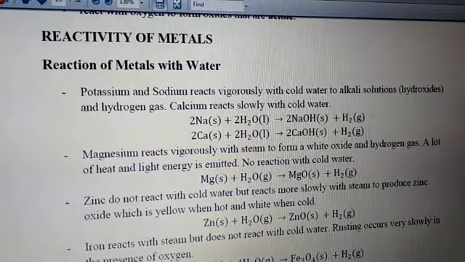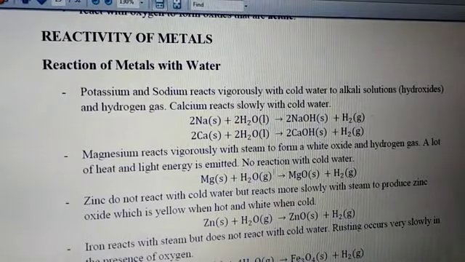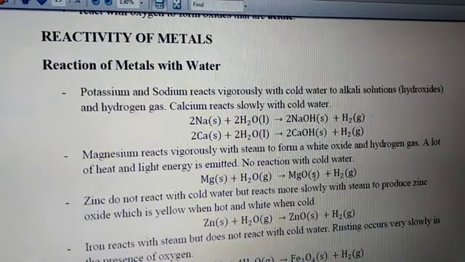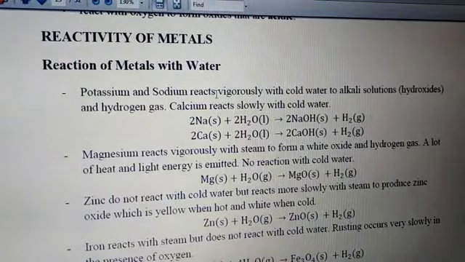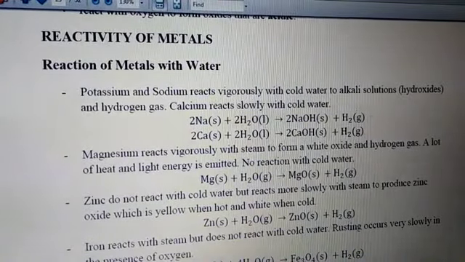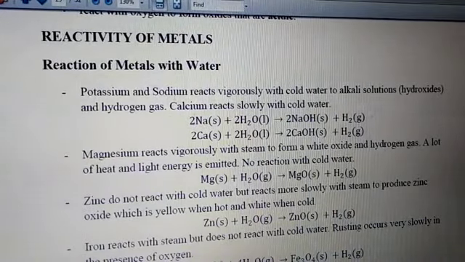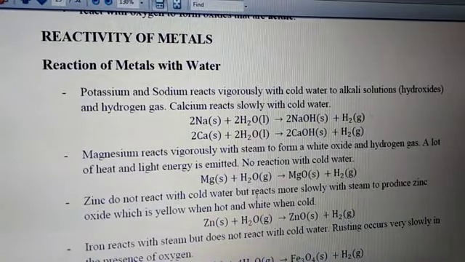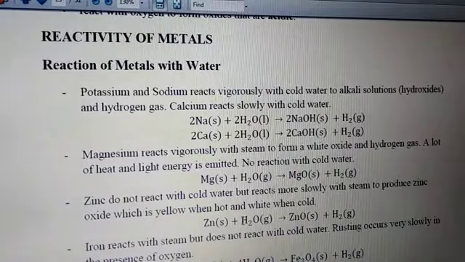Magnesium will never react with cold water, right? Calcium reacts with cold water, but slowly. But sodium and potassium react vigorously, right? Take note of those differences.